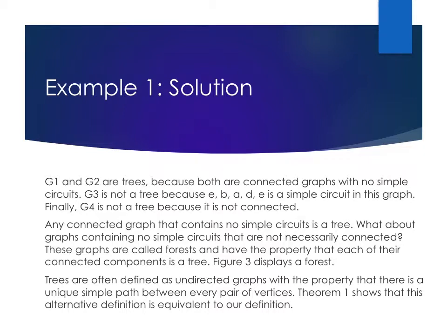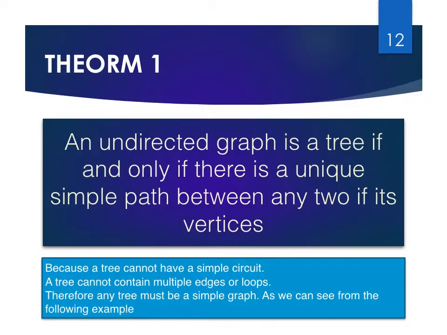An undirected graph is a tree if and only if there is a unique simple path between any two of its vertices. Now we will try to prove this theorem.